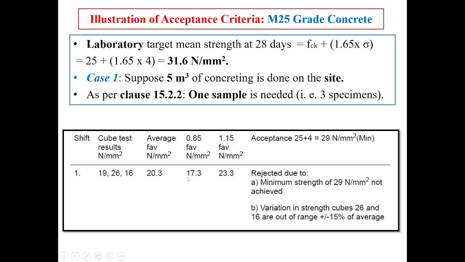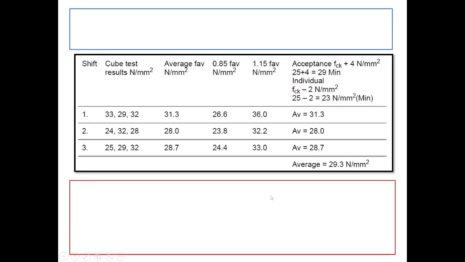That means it should not be less than 17.3, it should not be more than 23.3, because the clause says that the individual cube strength should not deviate plus or minus 15% from the average strength, and therefore when I applied both the criteria, they are failing. Again, the requirement is it should pass both the criteria. It should not happen that one criterion is passing and the other is failing, then also it is not accepted. Simultaneously it should satisfy criterion A and criterion B. Hope the things are clear.